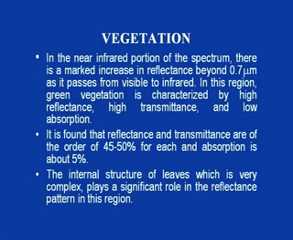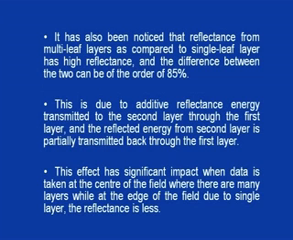The internal structure of leaves, which is very complex, plays a significant role in the reflectance patterns in this region. It has been noticed that multi-leaf layers, as compared to single leaf layers, have high reflectance, and the difference between the two can be of the order of about 85%. This is due to additive reflective energy: energy transmitted to the second layer through the first layer is reflected, and the reflected energy from the second layer is partially transmitted back through the first layer. This effect has significant impact when data is taken at the center of the field, where there are many layers, while at the edge of the field, due to a single layer, the reflectance is less.